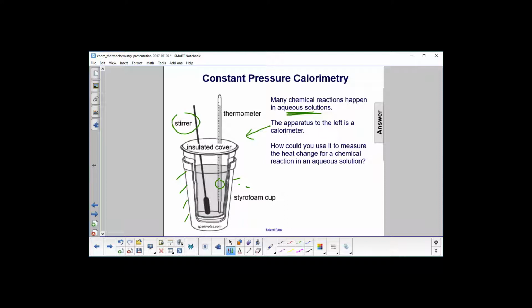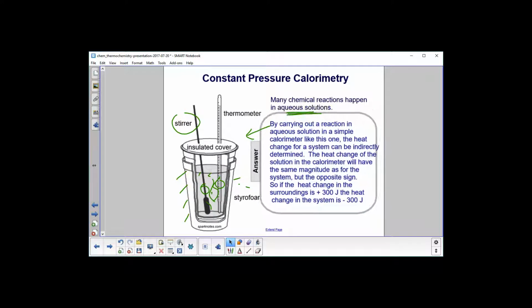the temperature of the water, and the stirrer is used to stir it up if we're trying to get a reaction going. How could you use this to measure the heat change for a chemical reaction in an aqueous solution? And you can see the water, the fluid down there, which makes it aqueous. Think about it for a few seconds, and we'll pull the answer tab out here so you can pause this video. Okay, come on back.